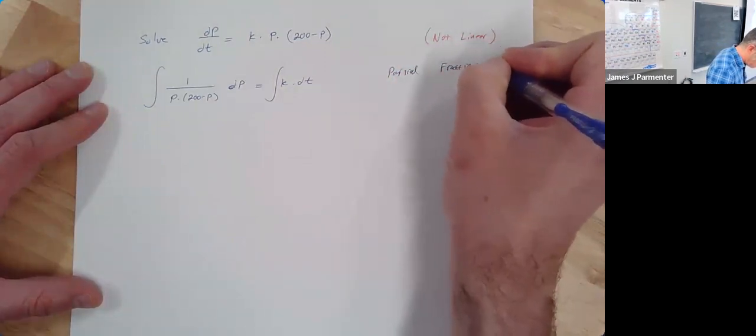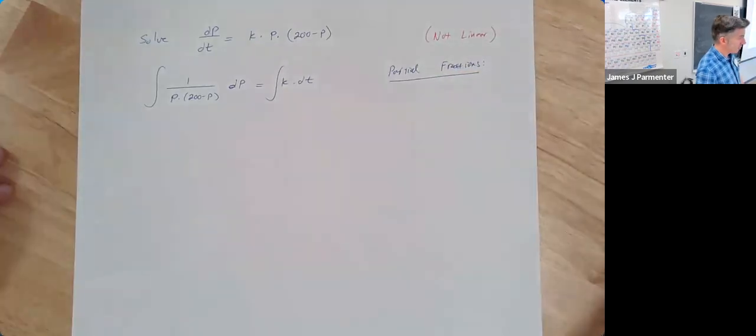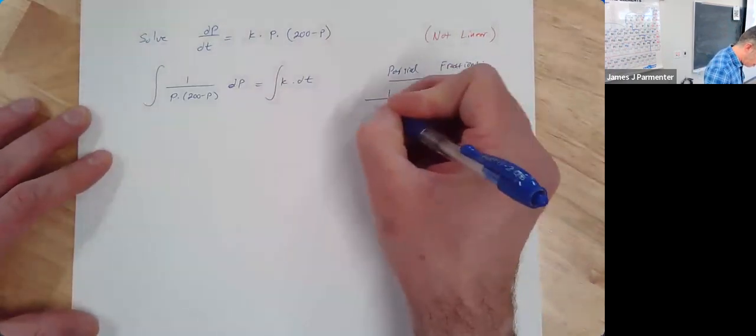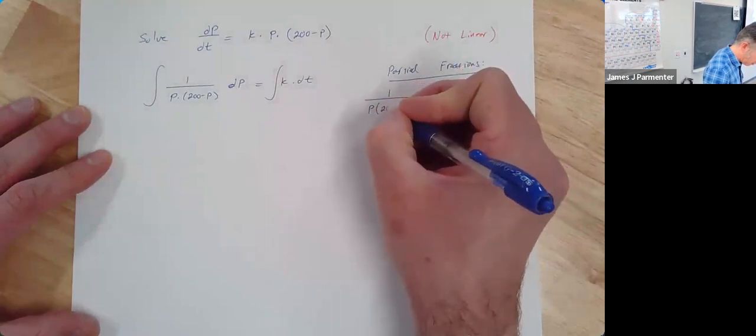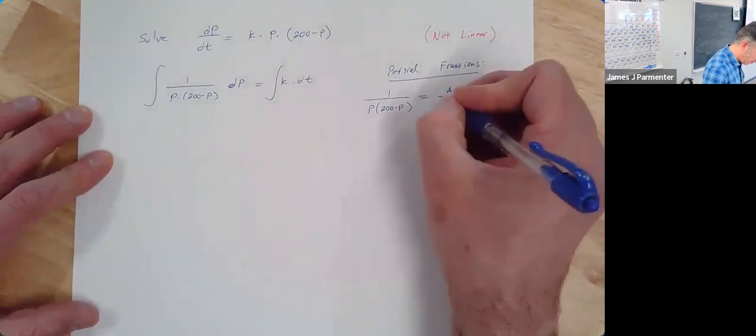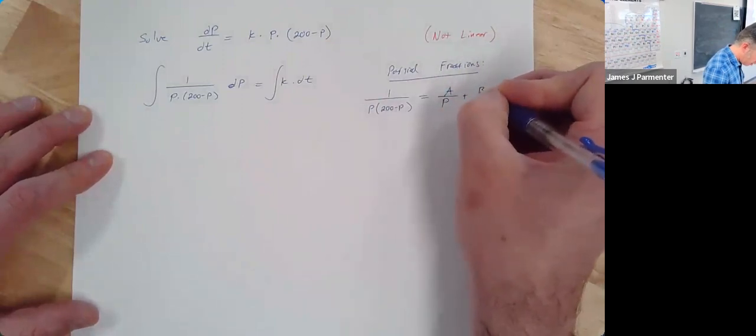Not too terrible. In fact, it's not the most terrible part of this problem. The most terrible part is actually solving for p once you've done the integration. So let's do this relatively quickly here. I'm going to have my fraction 1 over p times 200 minus p. My partial fraction decomposition is going to be A over the first factor plus B over the second factor.